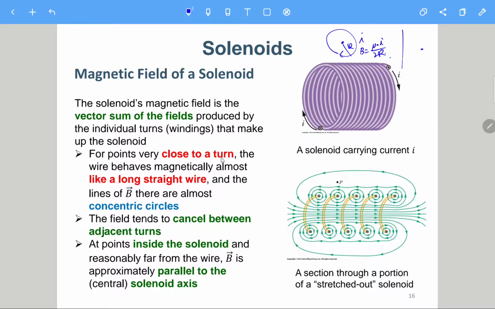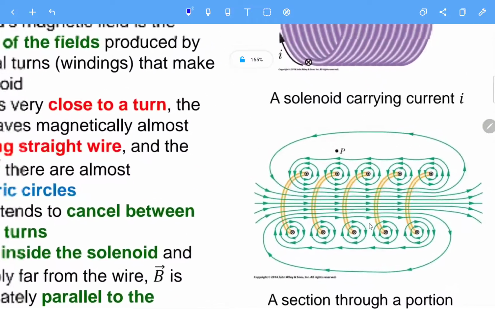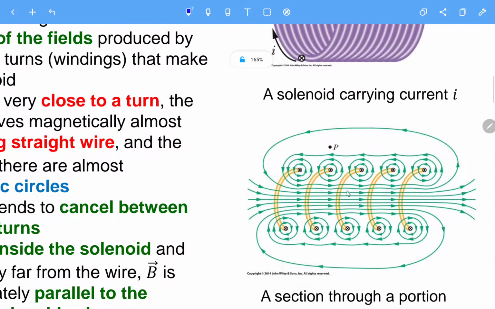So for the points very close to a turn, the wire behaves magnetically almost like a long straight wire. So we try to zoom in to the solenoid. For this figure, we zoom into this solenoid, so there will be a large gap between the turns. If you consider the area inside this loop slightly far away from the wire itself, then it will have a uniform B field there, pointing this way.